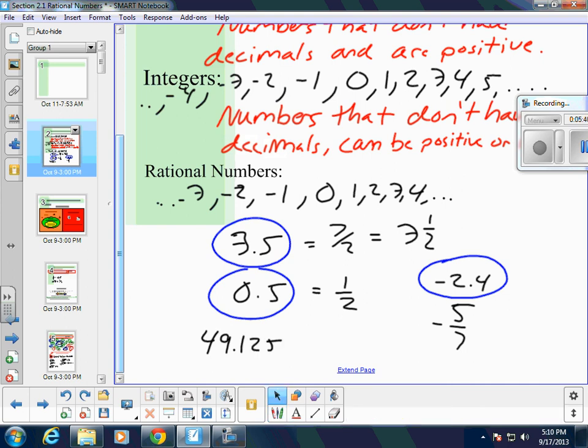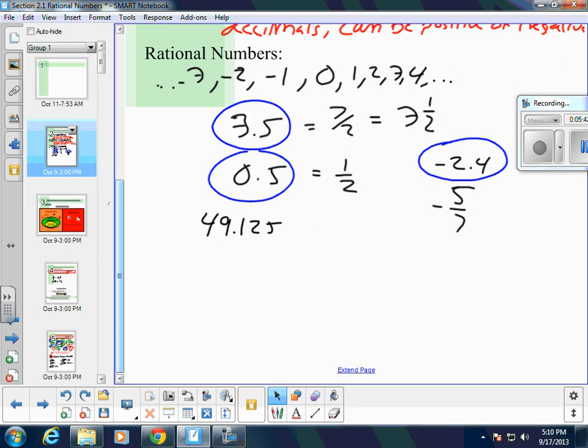49.125. And then the decimal stops. There's nothing else after that. Those are all called terminating decimals, decimals where the number does eventually end. There's a type of number that's rational that doesn't end, and we've seen this before too.